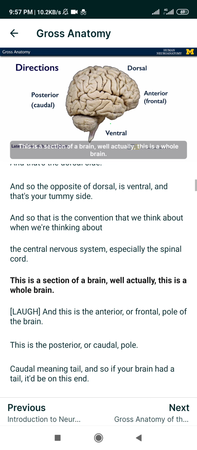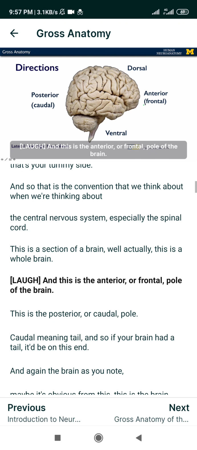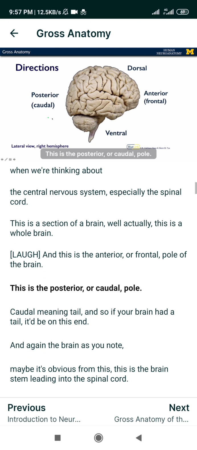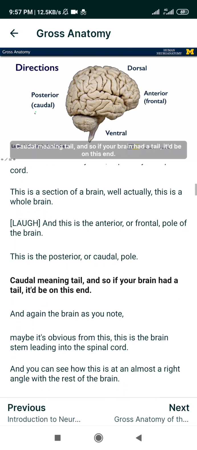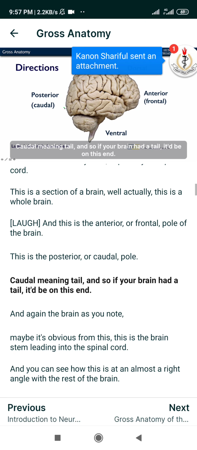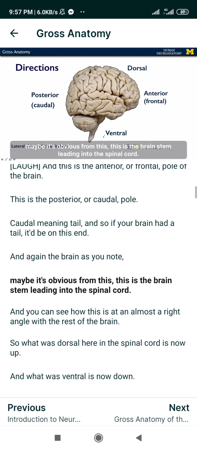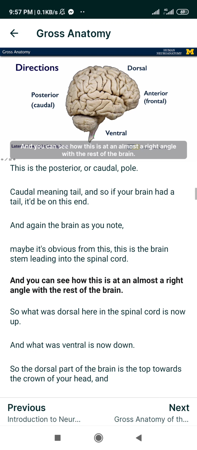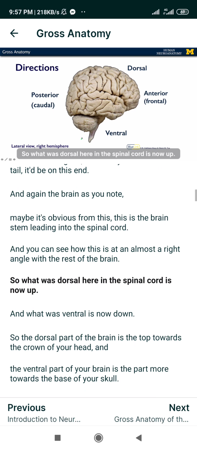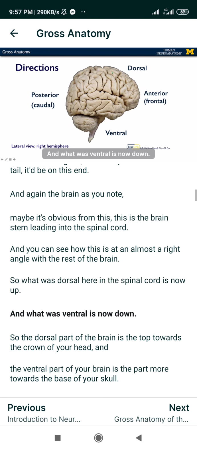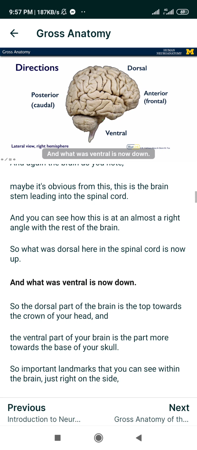This is a section of a brain. This is a whole brain, and this is the anterior or frontal pole of the brain. This is the posterior or caudal pole, caudal meaning tail, and so if your brain had a tail, it'd be on this end. And again, this is the brainstem leading into the spinal cord, and you can see how this is at almost a right angle with the rest of the brain. So what was dorsal here in the spinal cord is now up, and what was ventral is now down.